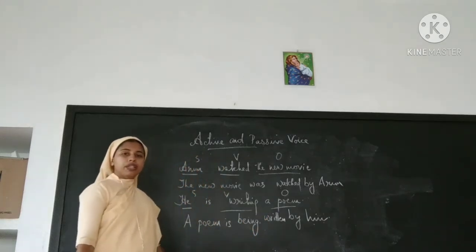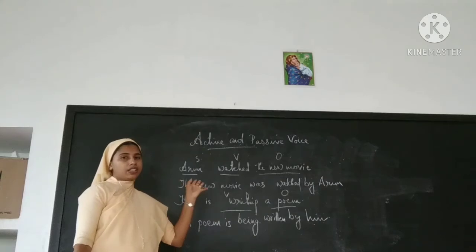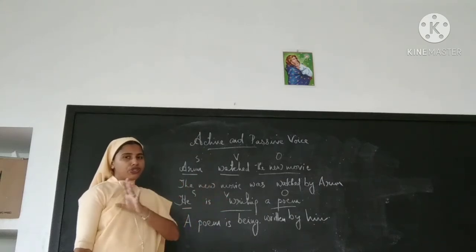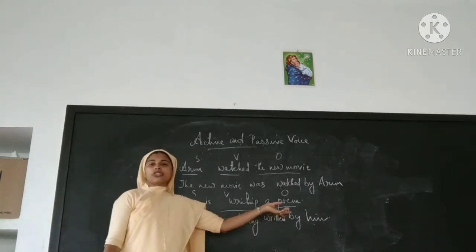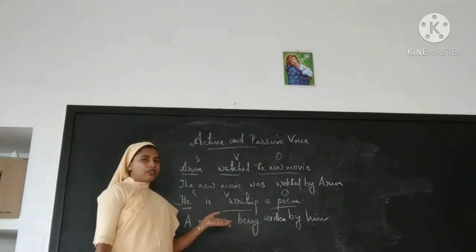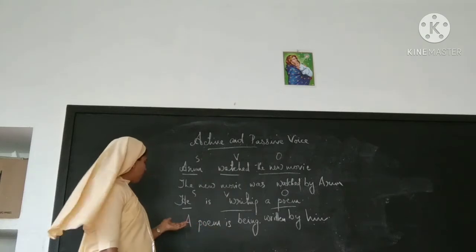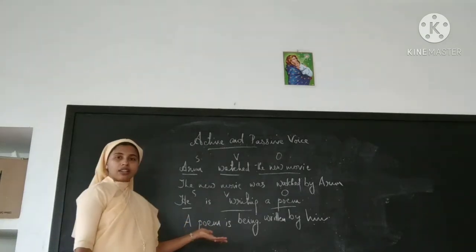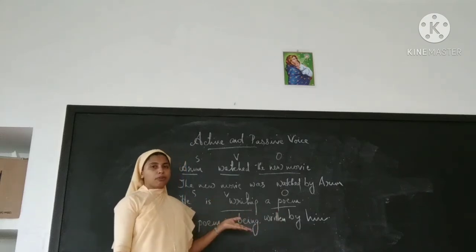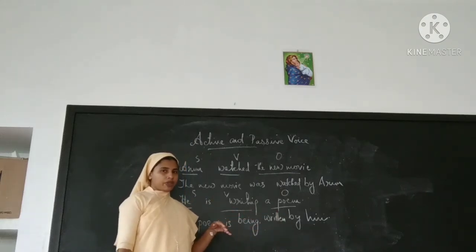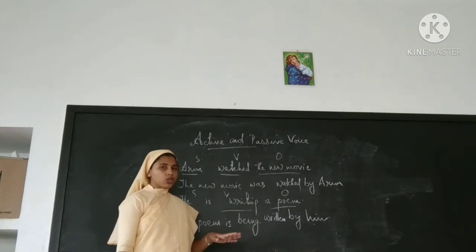We will use being in all the continuous tenses. That is present continuous, past continuous and future continuous. We use being when you convert into passive form. So here children, what is the answer here? A poem is being written by him. Okay. We'll analyze some more sentences.